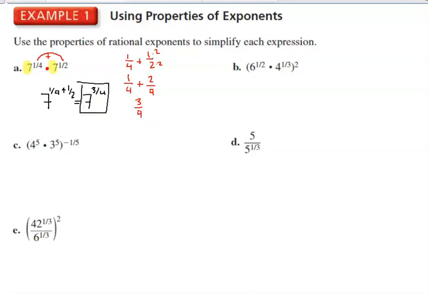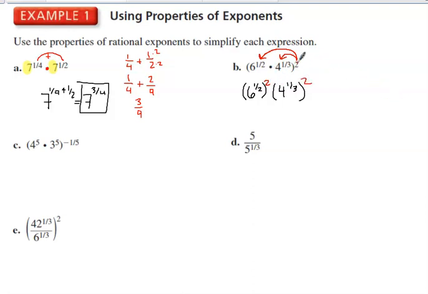In B, I cannot simplify, I cannot multiply the 6 with the 4 because the bases are different. The 6 has its own exponent and the 4 has its own exponent. The bases are different and the exponents are different, so there's nothing that we can do to combine these. The only thing that we can do is take the exponent on the outside and apply it to everything on the inside. So I'm going to have 6 to the 1/2 times 4 to the 1/3, and each of those is going to be raised to the 2nd power.